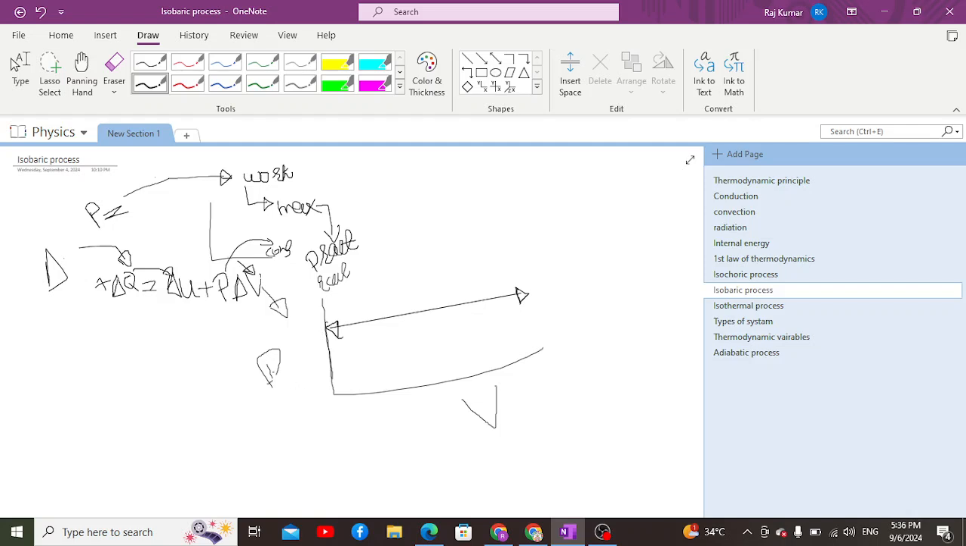Due to which, we can say that the slope is again equal to 0, but it is not infinity, it is equal to 0. So it has no slope because pressure is kept constant, due to which it is going to be a horizontal line. This graph is known as an isobar.